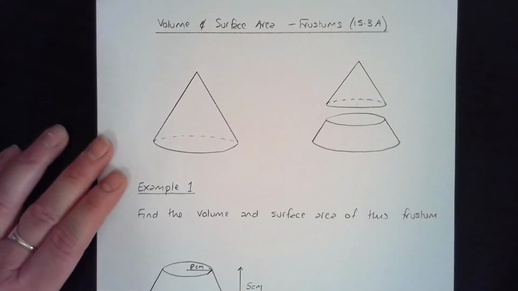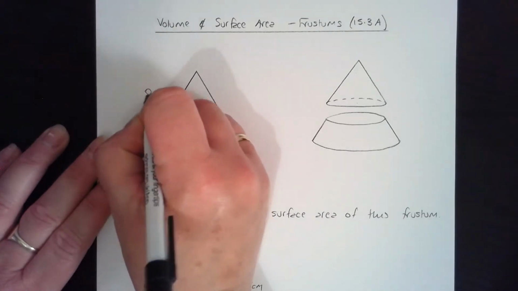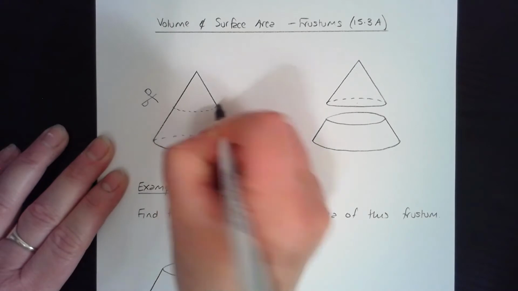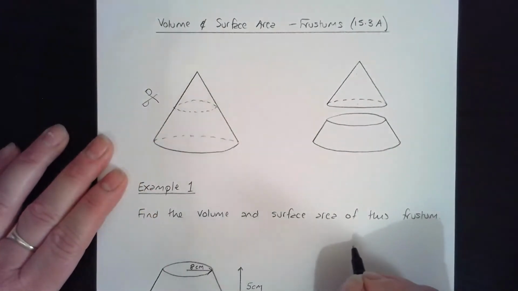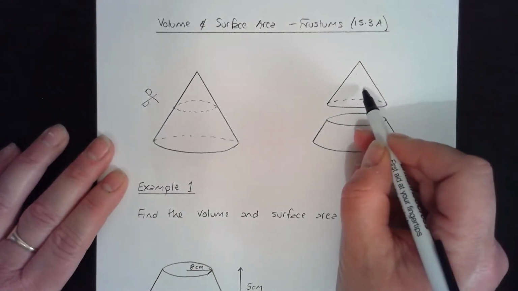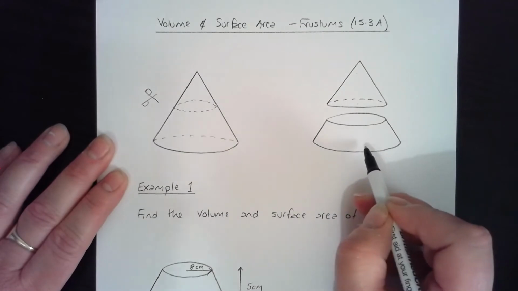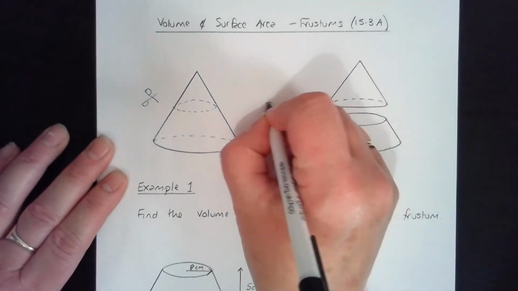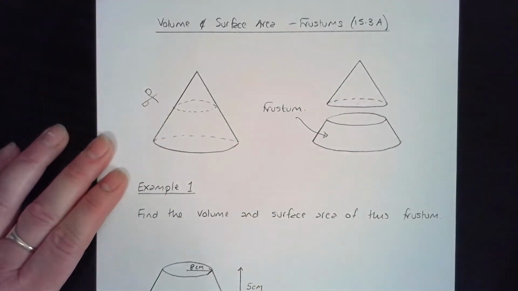special 3D shape. If I take any cone and cut parallel to the base of the cone, I end up with two pieces. A small cone, which is mathematically similar to the larger one, and this piece on the bottom, which is called a frustum, the bit that's left after you've cut the other cone off.